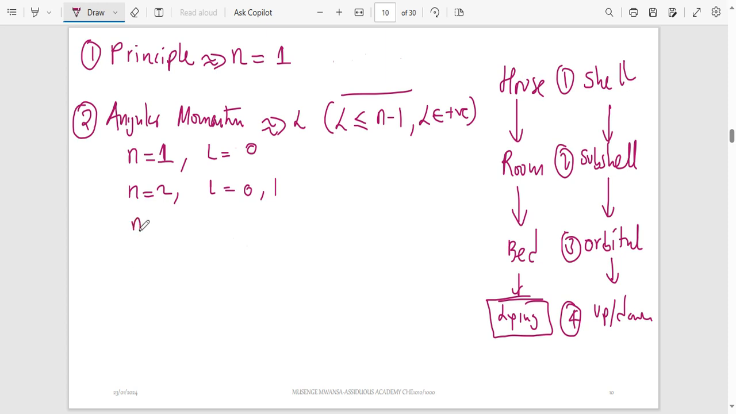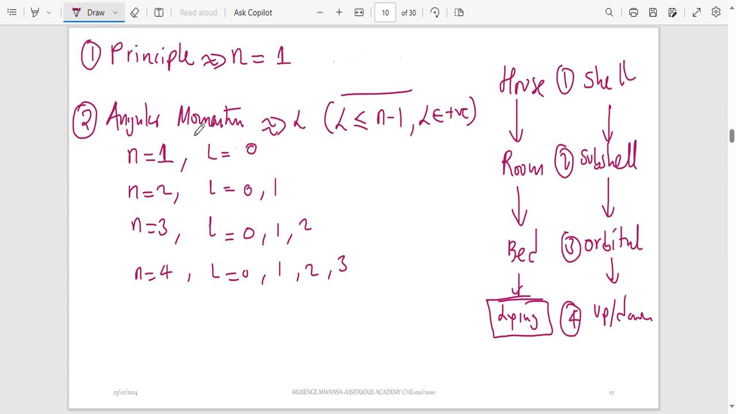So if your n is equal to 3, L will be less than or equal to 3 minus 1, which is 2. So list all the numbers from 2 going down, but you shouldn't go beyond 0. So you are going to have 0, 1, and 2. If your n is equal to 4, your L, if you subtract 4 minus 1, will give you 3. So all numbers from 0 up to 3. So L is going to be 0, 1, 2, and 3.